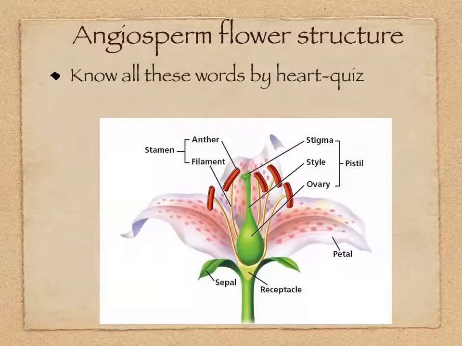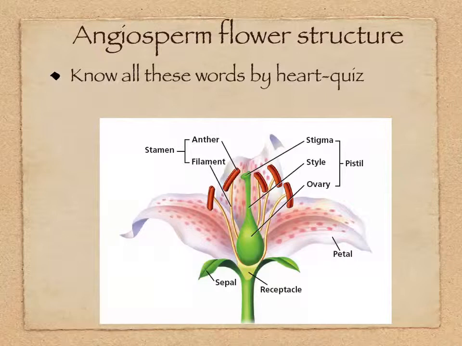The male parts of a flower are the anther and the filament that make up the stamen. And the female parts of the flower are the stigma, style, and ovary that make up the pistil. And all flowers have petals, and at the base, petals are called sepals, or like leaves. And at the base of the ovary there is something called a receptacle. And we'll get into the internal structure of the ovary here in just a sec.